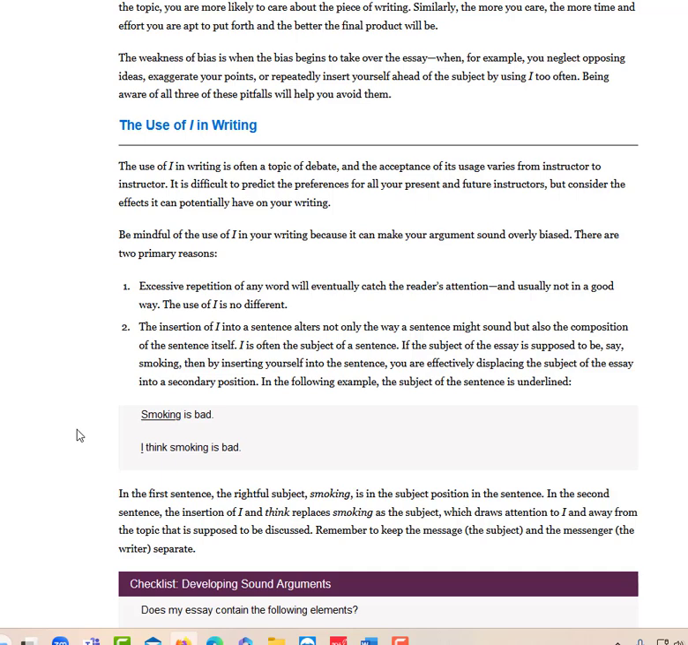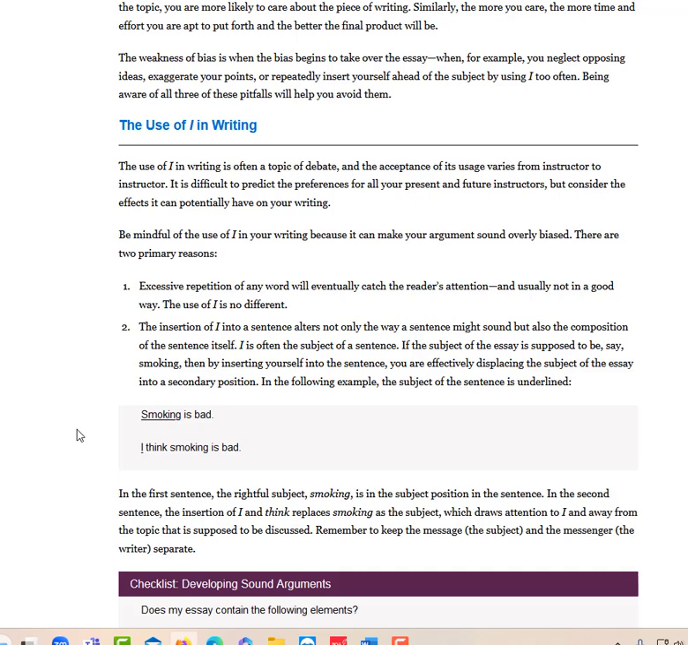The insertion of "I" into a sentence alters not only the way a sentence might sound, but also the composition of the sentence itself. "I" is often the subject of the sentence. If the subject of the sentence is supposed to be, say, smoking, then by inserting yourself into the sentence, you are effectively displacing the subject of the essay into a secondary position.